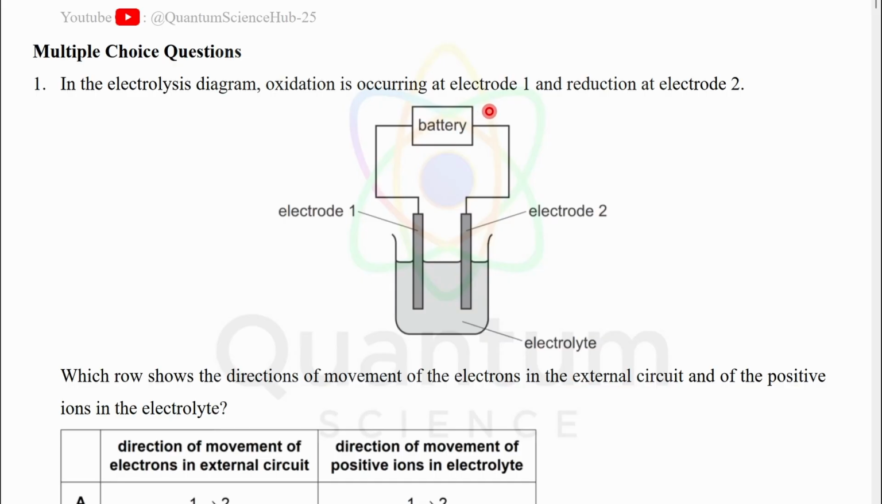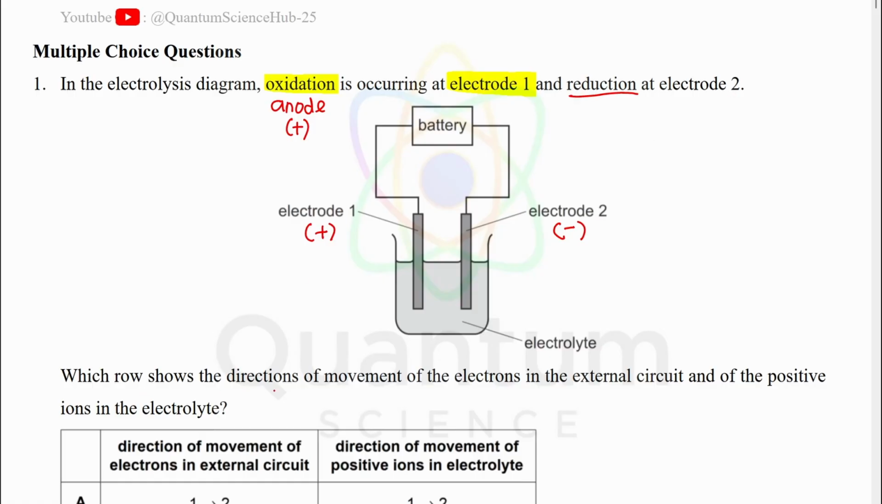So the first clue that we should know in here is the oxidation happened at electrode 1. If you still remember, oxidation happens at the anode, right? Anode means it is the positive electrode. So this is the positive electrode. Then electrode 2 must be the opposite, which is the negative electrode. And yeah, it is very clear in here, reduction at electrode 2.